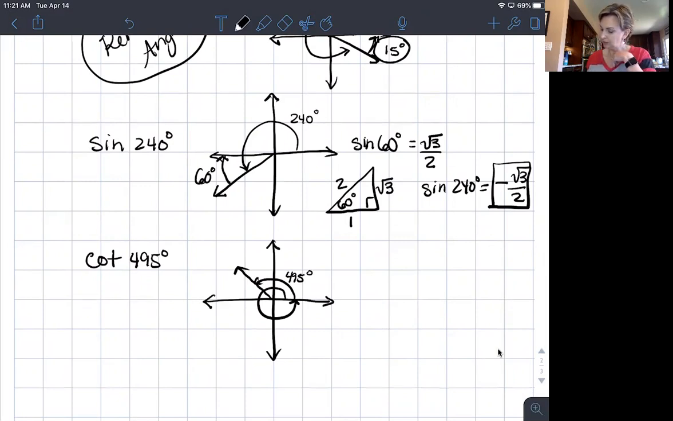Okay, so what is the reference angle right here that takes me down to the x-axis? Let's see, 360, 135. So that would be 45 degrees. Right? 495 minus 360, yes, that's right. So what I'm actually solving is what is the cotangent of 45 degrees?